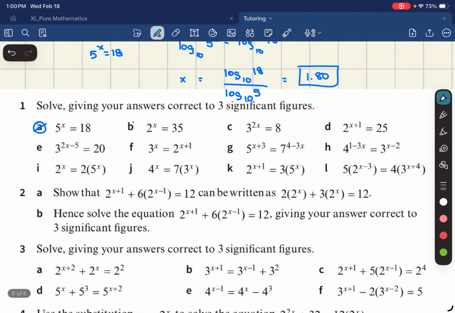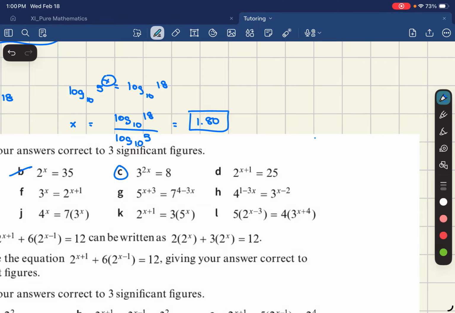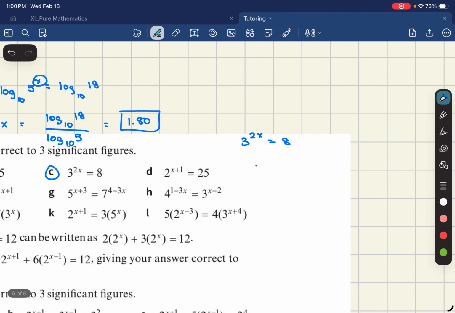So question B is exactly the same. You can follow the same procedure. So part C, 3 to the power 2x is equal to 8. We're going to do the same thing. So you're going to get 2x log base 10 of 3 is log base 10 of 8. 2x is equal to log base 10 of 8 over log base 10 of 3. And you have the extra step of dividing by 2 to get your answer. So I'm just going to leave this as it is.